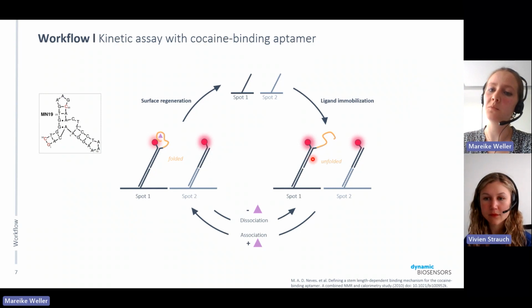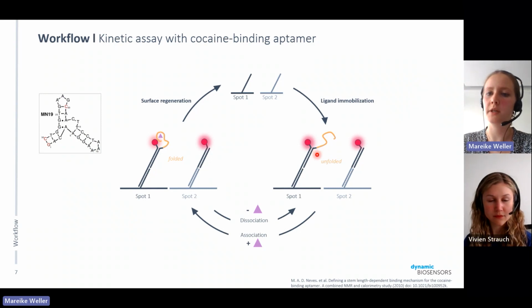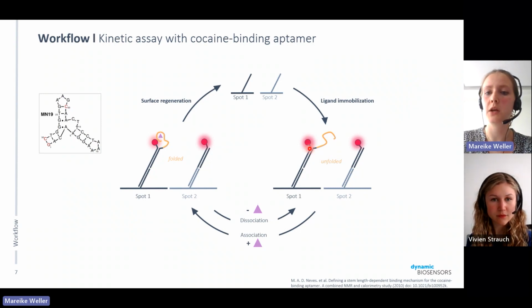In this case, I didn't put a linker here, but if you're worried that your structure or conformational change is very complex and the closed double strand could influence it, you could also add a short linker of some bases here in this case, definitely.